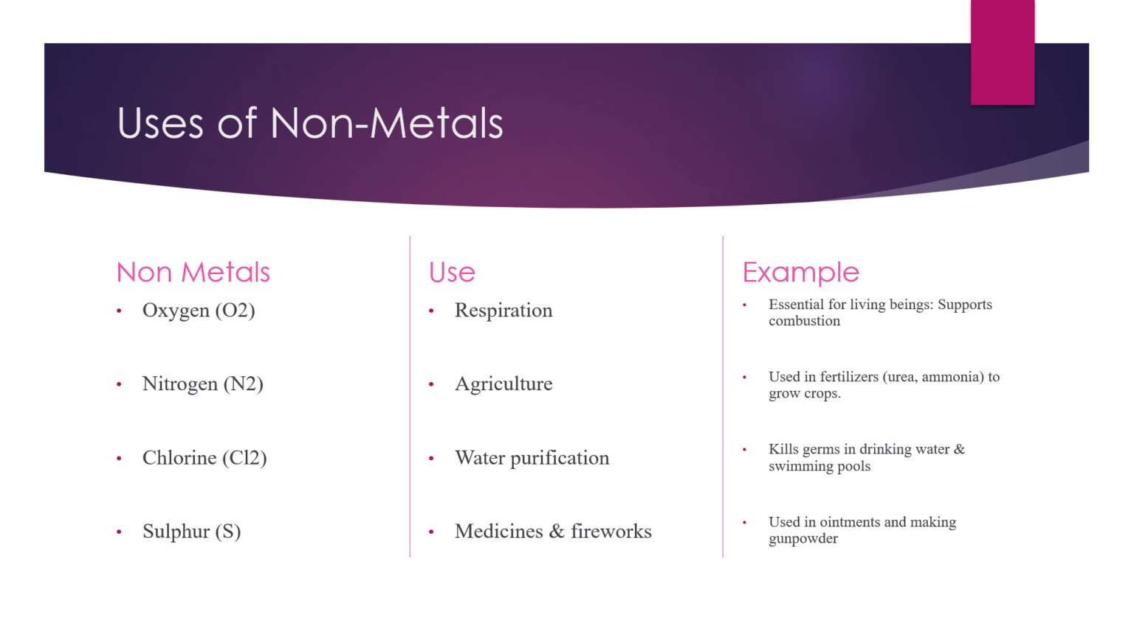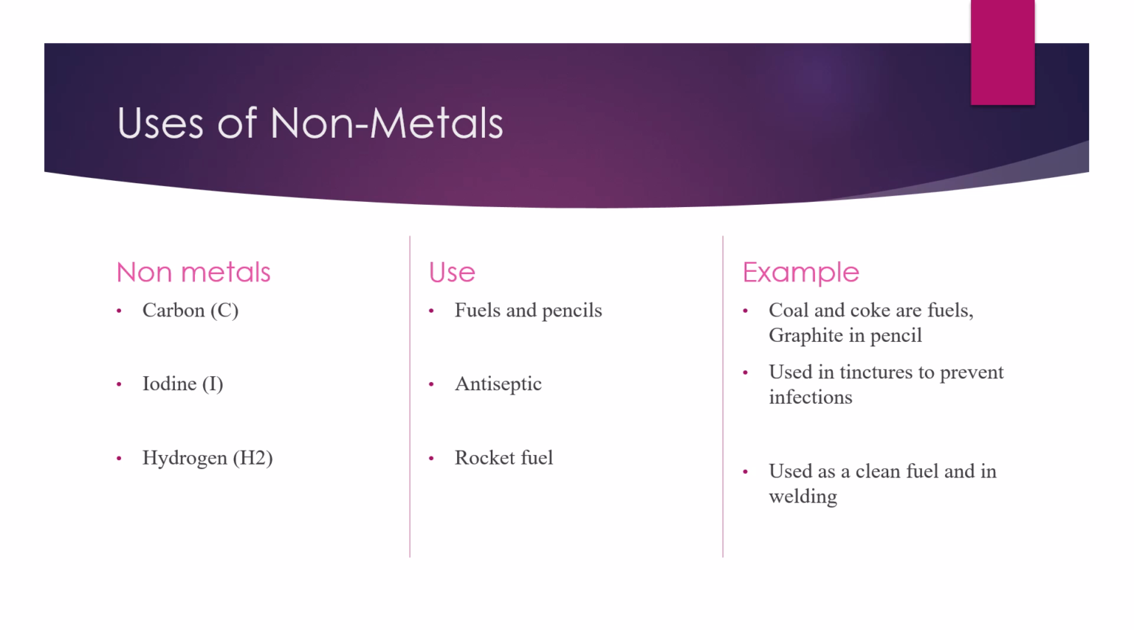Next non-metal is chlorine. The use of chlorine is in water purification. Chlorine kills germs in drinking water and swimming pools. Next non-metal is sulfur. Sulfur is used in medicine and fireworks. For example, sulfur is used in ointments and making gunpowder. Next non-metal is carbon. Carbon is used in fuels and pencils. For example, coal and coke are fuels and graphite is in pencils.